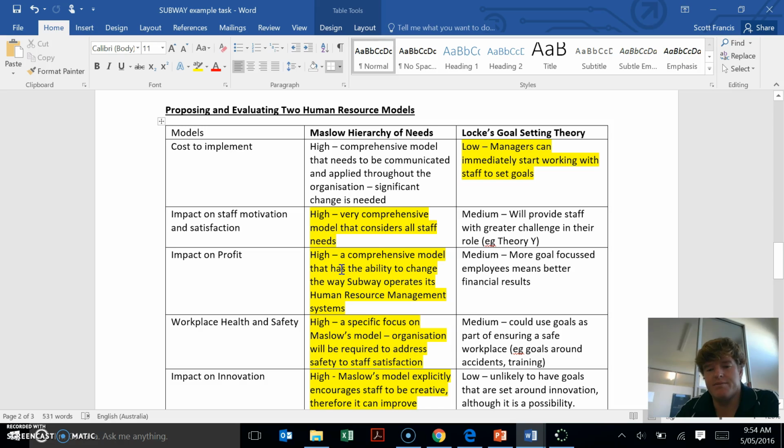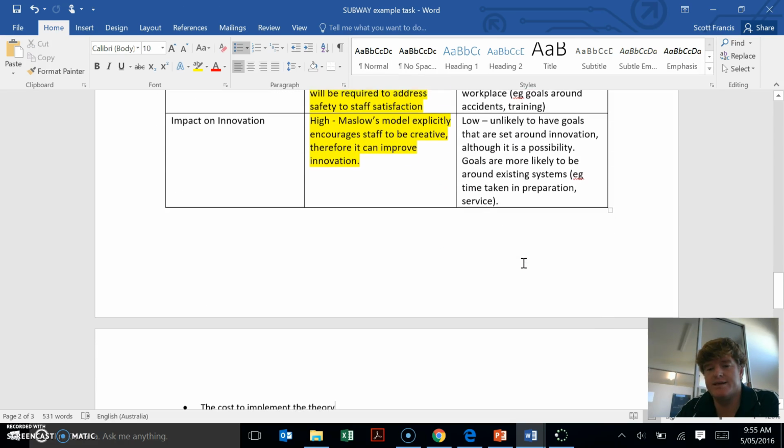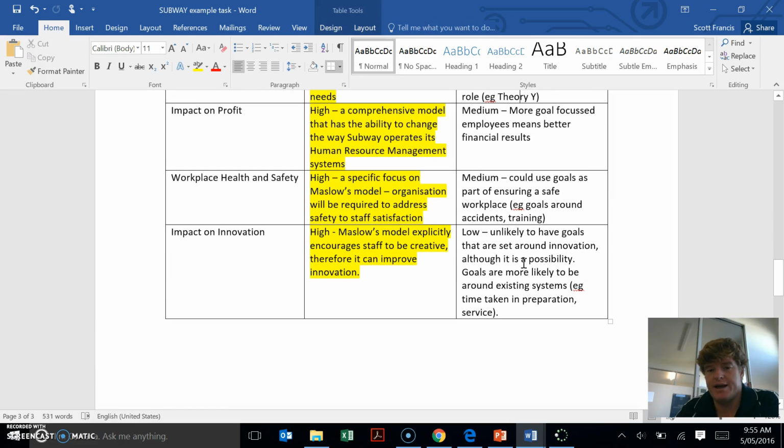Again, impact on profit, same justification, right? There's a comprehensive model that's being proposed here about changing the way Subway relates to its staff. Whereas it could have an impact in Locke's goal theory, right? More goal-focused employees will have better financial results. Another place you see something like this, I think Phoebe talked about the statistics that they keep on upselling at KFC. So that's the kind of thing that would be here. You'd expect to see some benefit, but not as high as something that's comprehensive.